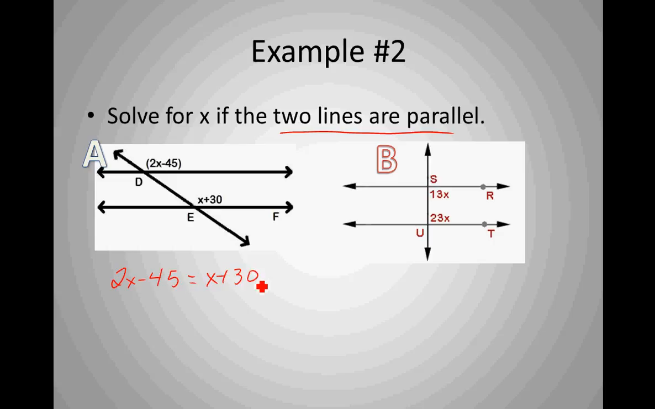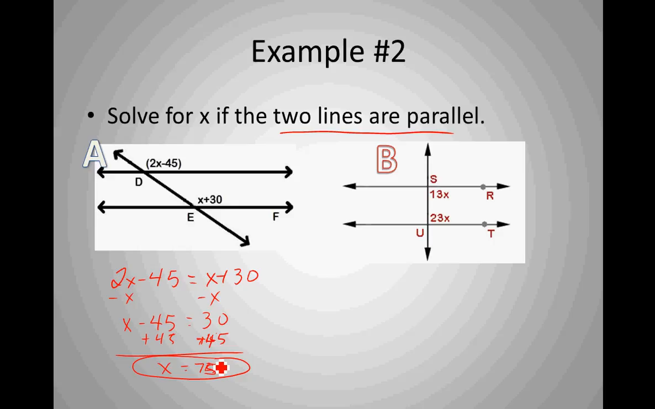All right, then the steps for solving: we'll subtract the x over to get all of our x variables on one side of the equation. Then move that 45 over by adding it over. And that means that x would be equal to 75 in this case. So that would be our solution. All right, the second drawing involves another pair of angles.